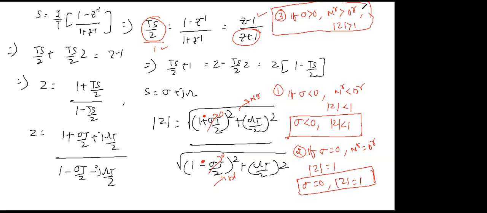So what comment can I make? I can comment that the mapping we did, S equals 2 by T times 1 minus Z inverse by 1 plus Z inverse, is a stable mapping or proper mapping, or you can say a one-to-one proper mapping. It overcomes the problem of IIT. IIT is a many-to-one mapping, but this is a one-to-one mapping.